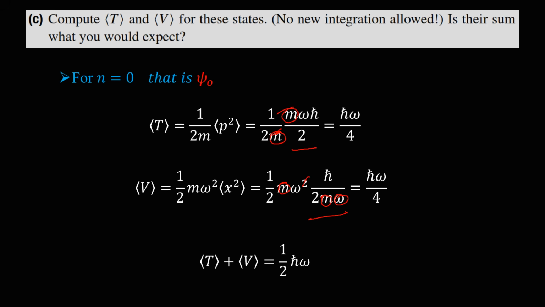So what is the nth state energy of the harmonic oscillator? That is E0 here is equal to h cross omega times n plus half. Here n is equal to 0. So naturally this is half h cross omega. This is exactly matching the original result.